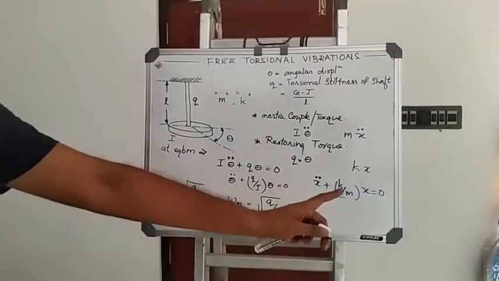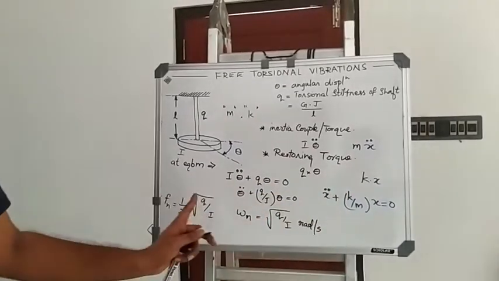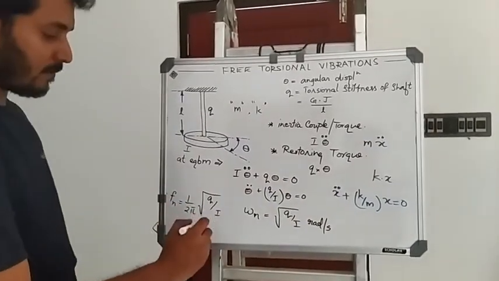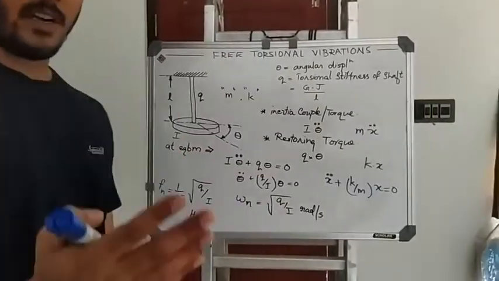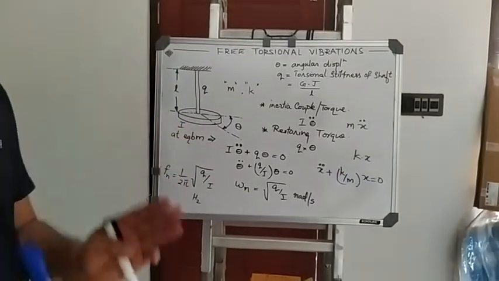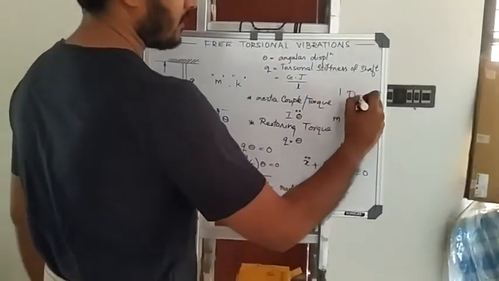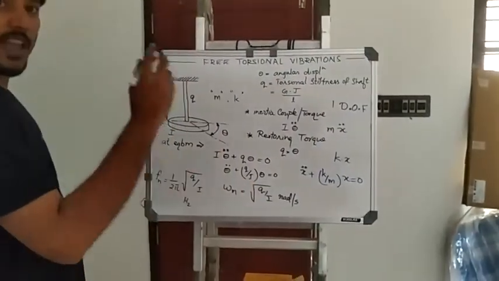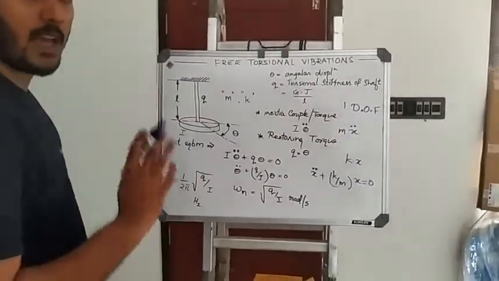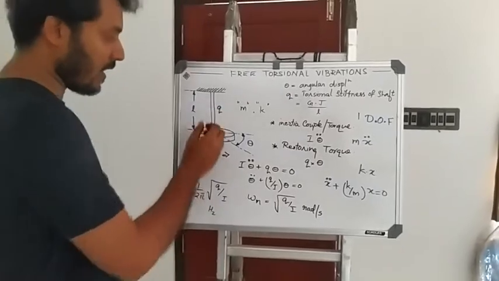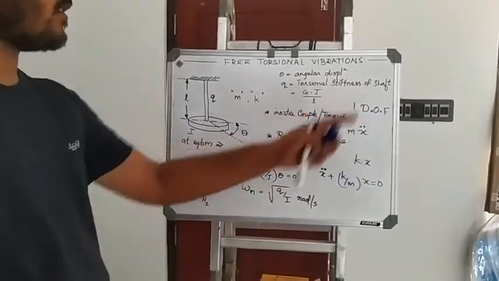In the case of translation, we obtained the natural frequency as root of k by m. In place of k by m, now we have q by I. This much hertz. So, this was the case of free torsional vibrations of a single degree of freedom system. See, only 1 degree of freedom, because the total system can be explained by taking into account the angular displacement theta alone, because we have a shaft and a single disc attached to this shaft. So this can be considered a 1 degree of freedom system.